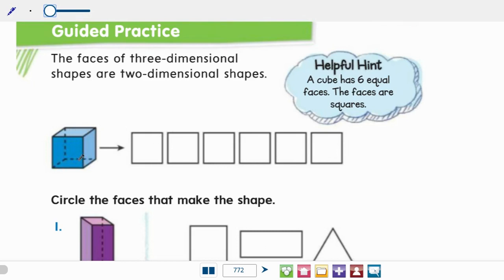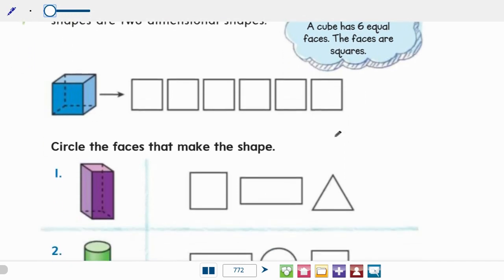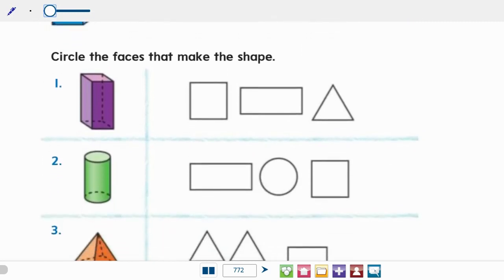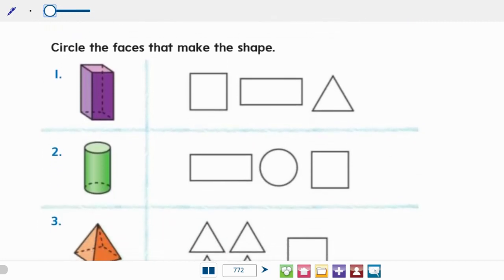So our cube here has all these different sides, and if we ripped each side off, this is what they would be. We would have one side here, 2, on the other side 3, and then the bottom would be 4, 5, and 6. And there's 1, 2, 3, 4, 5, 6. So a cube has 6 equal faces, and the faces are all squares. Well, that's easy enough when we're talking about a cube because all the sides are the exact same. But today we're going to talk about other shapes as well and talk about, well, what does that look like?